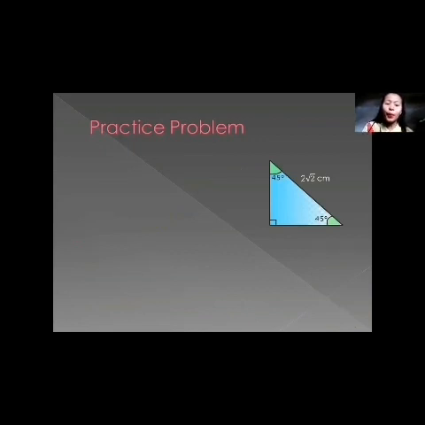I have another practice problem. Given that the hypotenuse is equal to 2 square root of 2 centimeters, then find the length of the two legs. Yes, class, again, we will do it together.